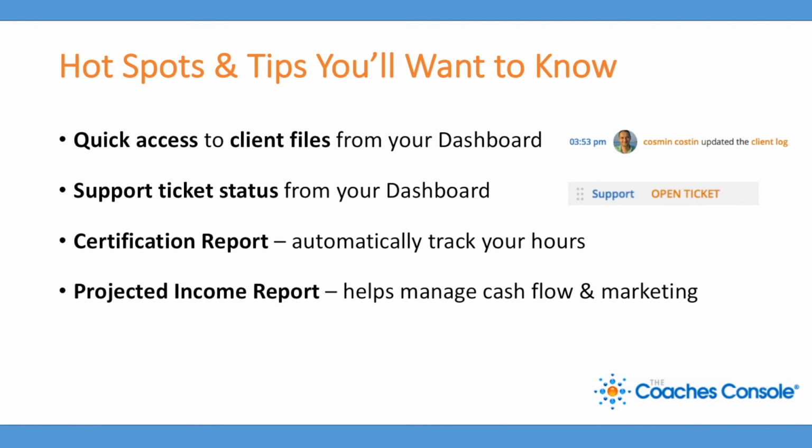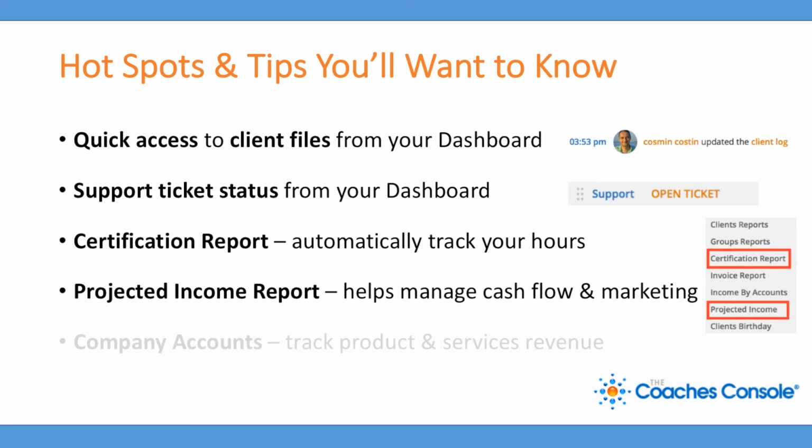The next thing is a projected income report, which helps you manage your cash flow and marketing. This report is based on your coaching agreements, and it shows your projected income or cash flow for the coming months. And again, you'll find this report on the Reports tab in your system. Company accounts. If you like tracking where your money comes from, what's working, what's not working, you can use company accounts under the Billing tab to track various programs, products, and services.